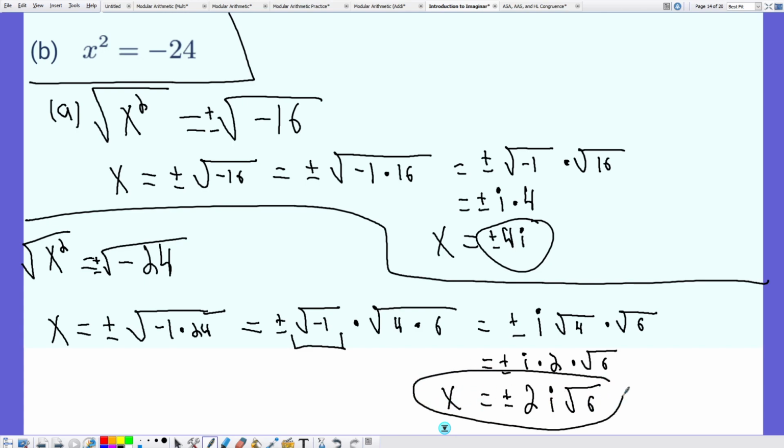So the simplification basically works the same way we were doing it before, except now you just have an extra step. Throw the negative in there and simplify it to an i. But it really is the same stuff we have done already.